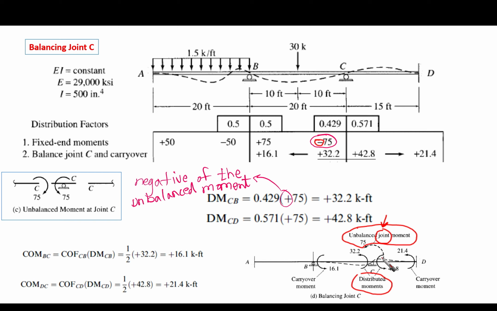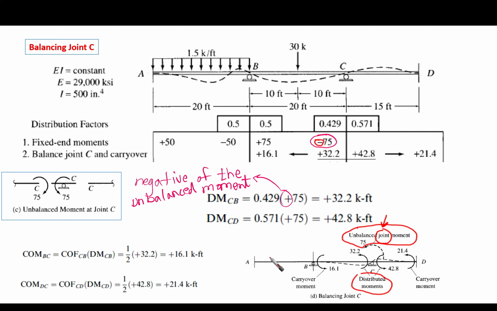So here, as if we have an unbalanced moment with a magnitude of 75. This unbalanced moment needs to be balanced by distributed moments that are going to be developed at joint C from the side of CD and from the side of CB. These moments are going to be based on the distribution factors that we have. Now let's go back to the table.